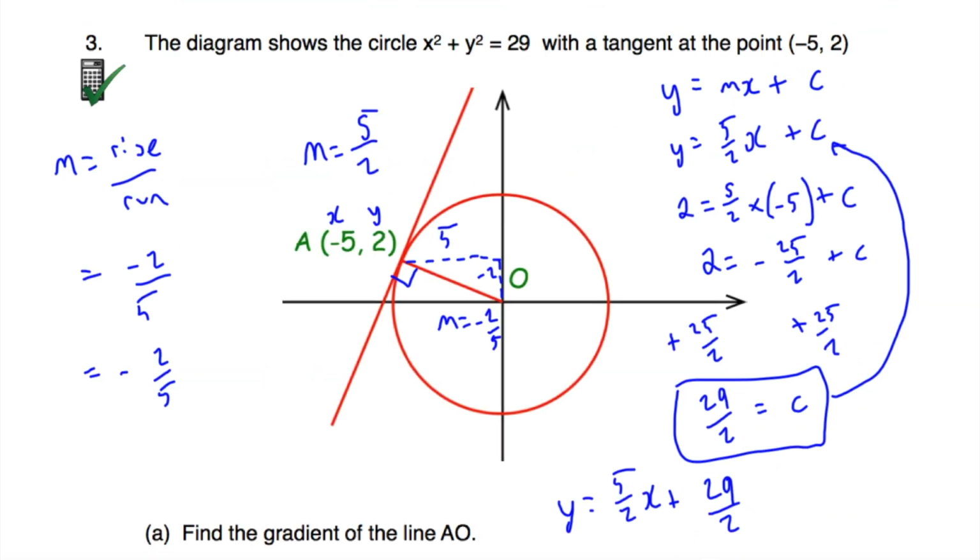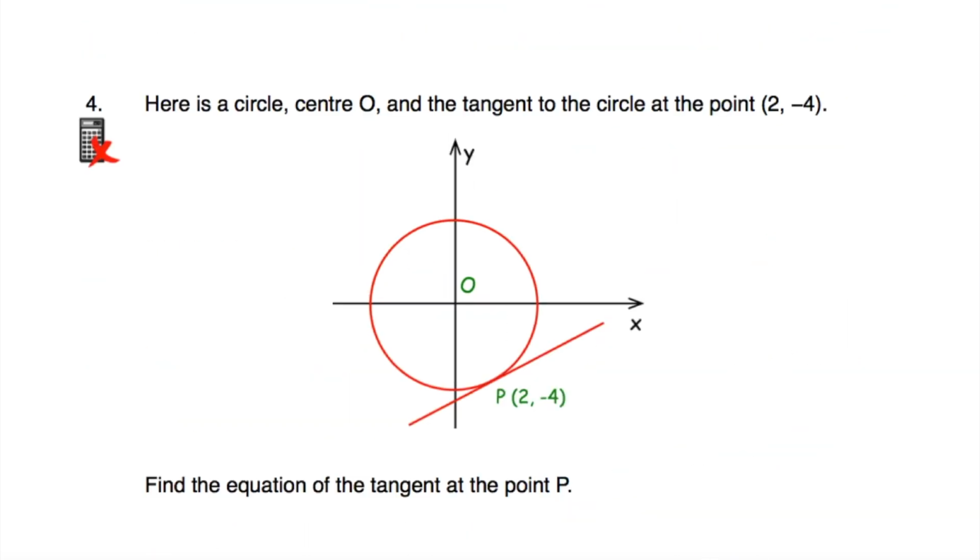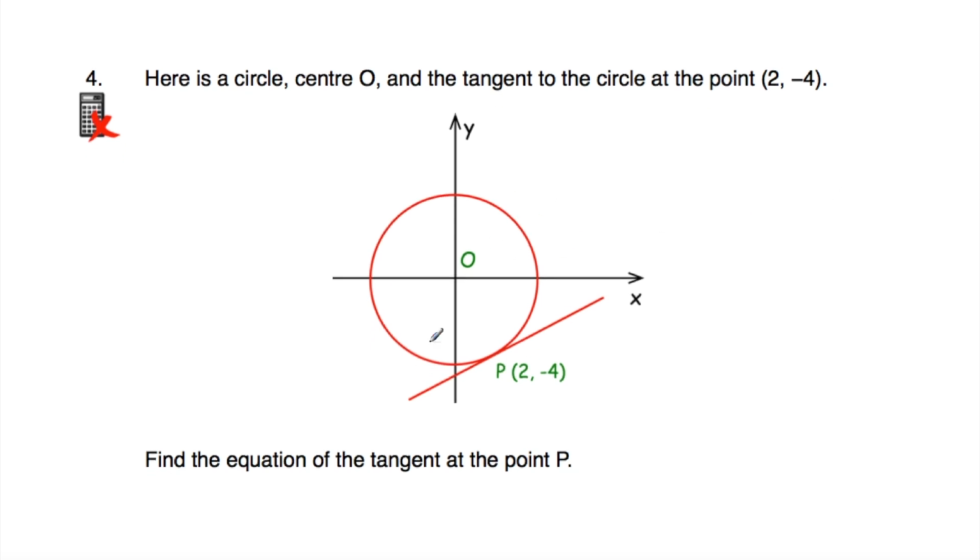Okay, now let's have a look at our next question, question number 4. We've got this circle, and we're told there's a tangent to the circle at the point 2, -4. This time we've just been asked to find the equation of the tangent. So we haven't been given part A and part B, asking us to find the gradient of the radius, then the gradient of the tangent, and then the equation of the tangent. But we're going to need to do those steps anyway.